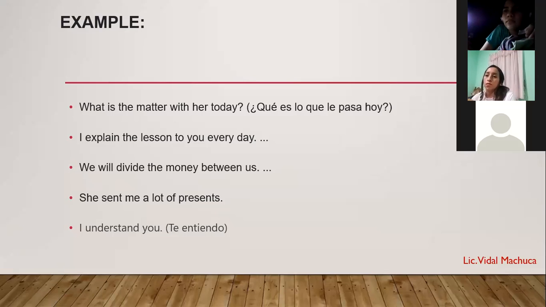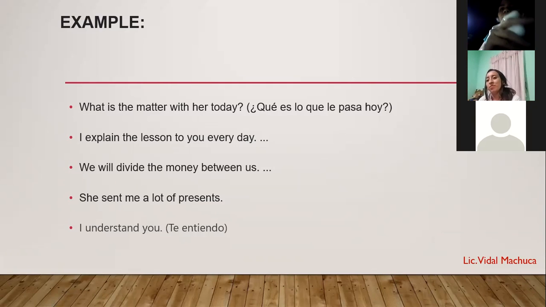Yes. Very good. The next one dice, we will divide the money between us. Okay. Dice, we will divide the money between us. Ahí dice, hey, nos vamos a compartir el dinero. Yes. Okay. Very good. We will divide the money between us.